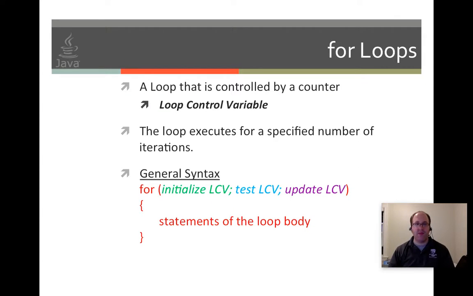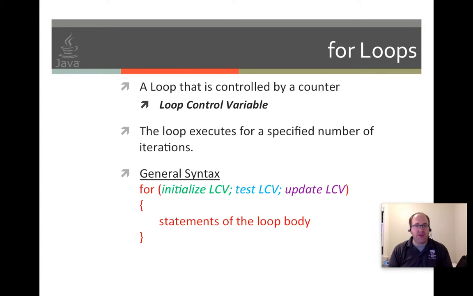So the next type of loop we'd like to take a look at is called the for loop. The for loop is a loop that really is controlled by a counting variable. We're going to call it the loop control variable. This one variable will determine how many times the loop will execute, when the loop will end, etc.